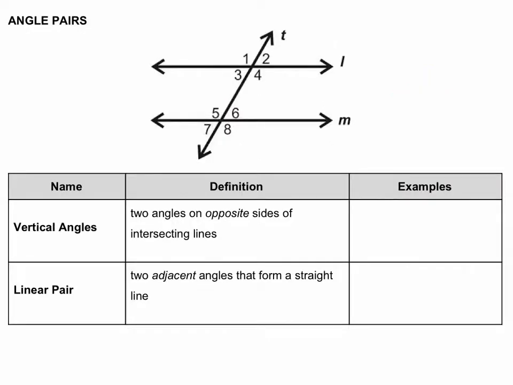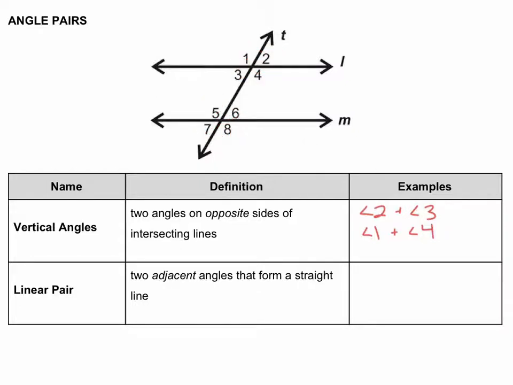Okay, so using what we just learned about transversals and about interior and exterior angles, let's start talking about special angle pairs. We've already talked about vertical angles and linear pairs, but let's look at them for review. Remember, vertical angles are just angles on opposite sides of intersecting lines. So I've got angle 2 and angle 3, or angle 1 and angle 4. Both of those are vertical angle pairs. I could also use 5 and 8 or 6 and 7. Those are all vertical angle pairs.